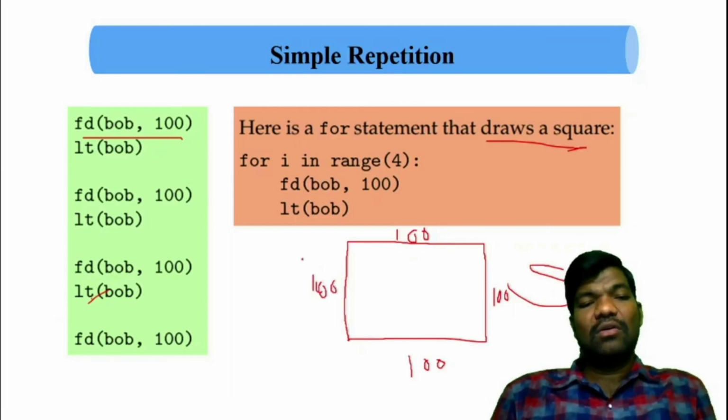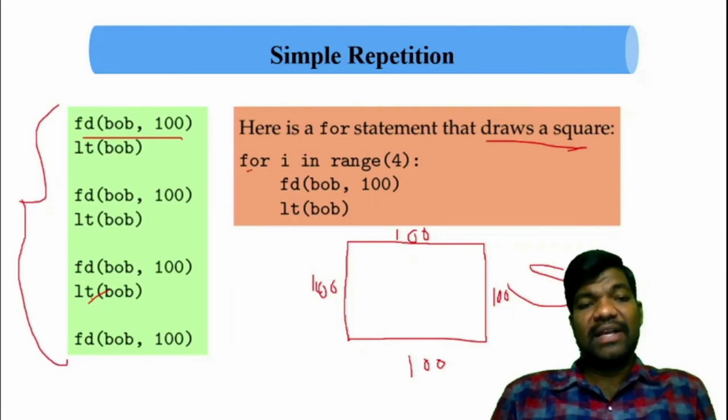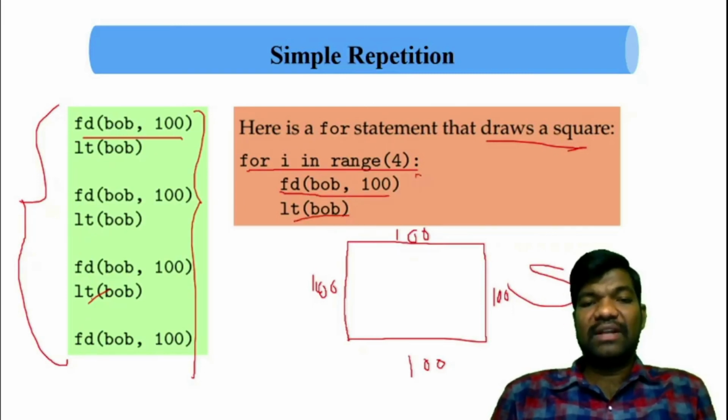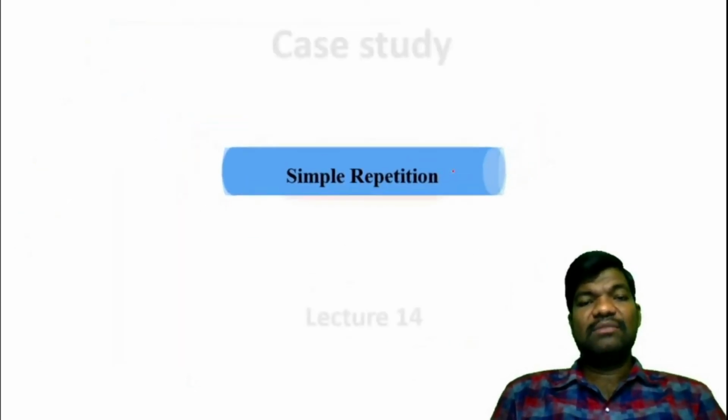Here 4 repetitions are there, and all 4 repetitions can be executed like this: for i in range(4), so 4 times. fd(bob, 100), lt(bob), 4 times step forward and left turn. It will repeat 4 times. So that is simple repetition.